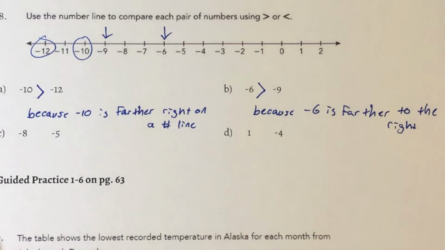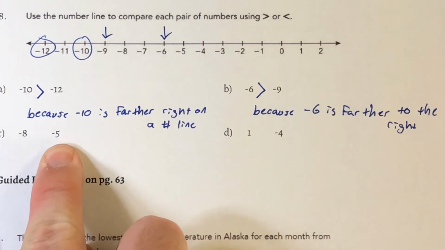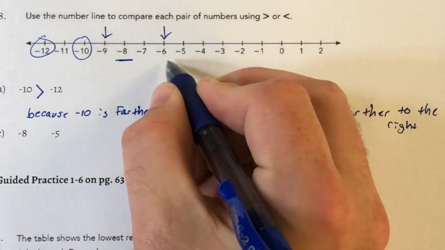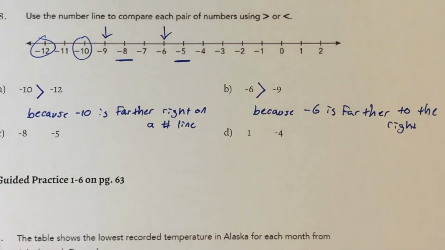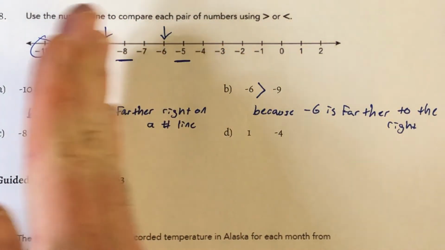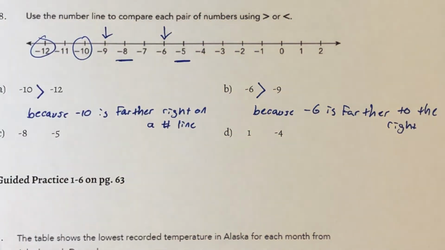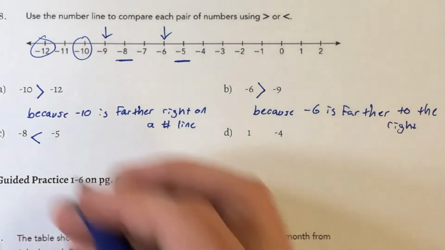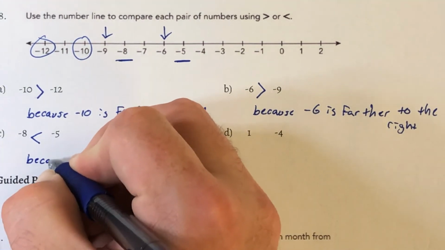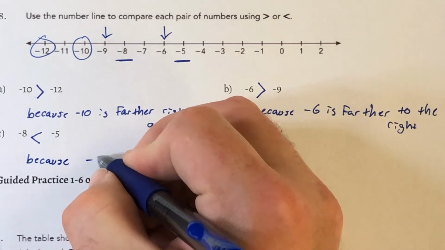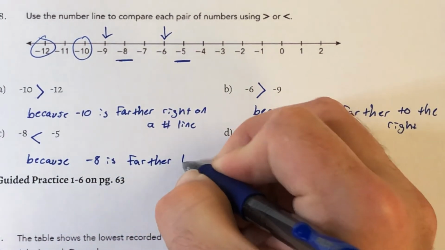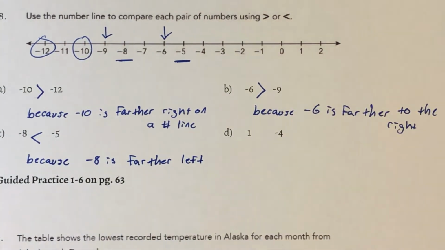Okay, next example. Negative 8 and negative 5. Negative 8 is right there. Negative 5 is right here. Negative 8 is further to the left. So negative 8 is less than or smaller than negative 5. Again, why? Again, because negative 8 is farther left on a number line. Horizontal, to be exact.